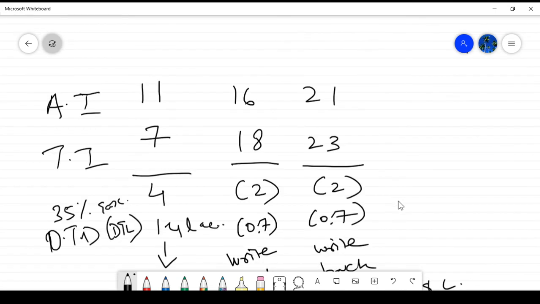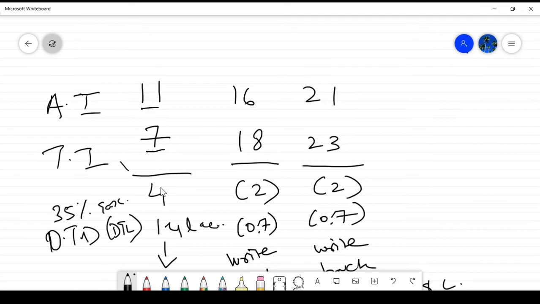Just go through this one. Accounting income is 11 lakh. Taxable income is 7 lakh. So the difference is how much? 4 lakh rupees. A 4 lakh rupees difference means I am paying less tax in income tax.